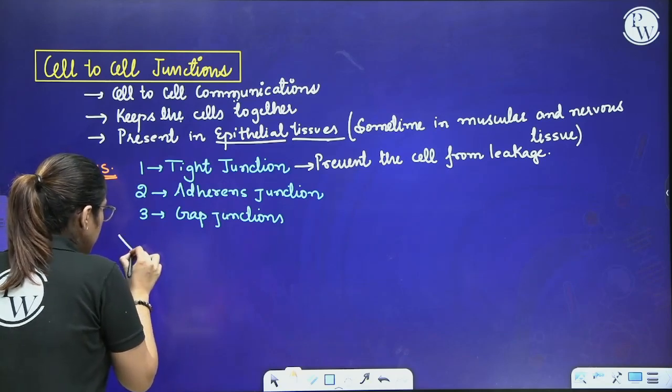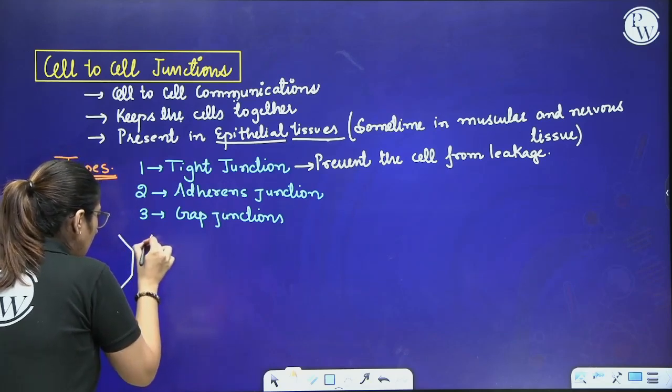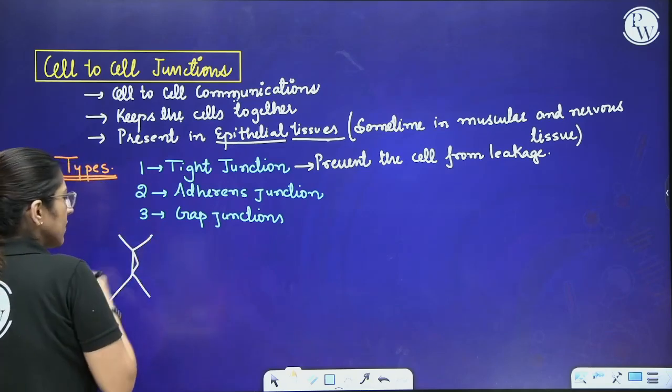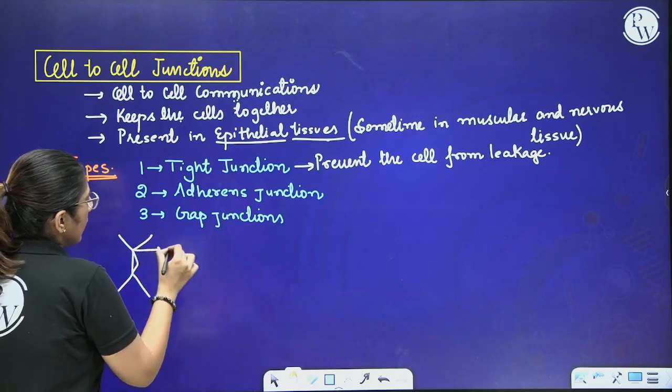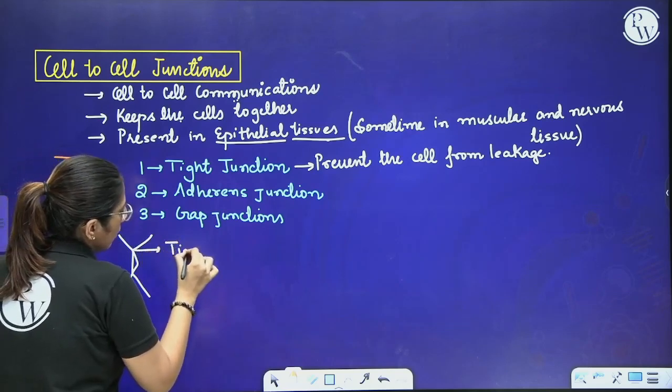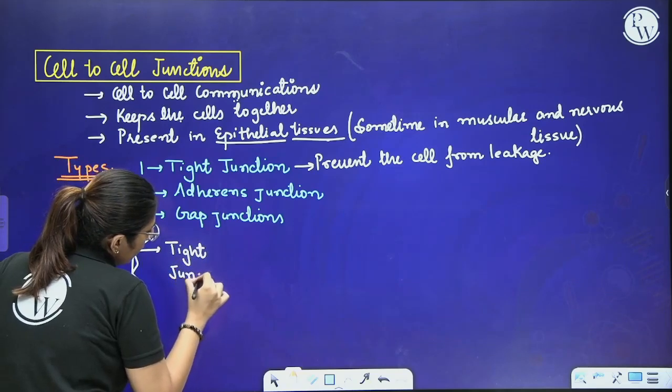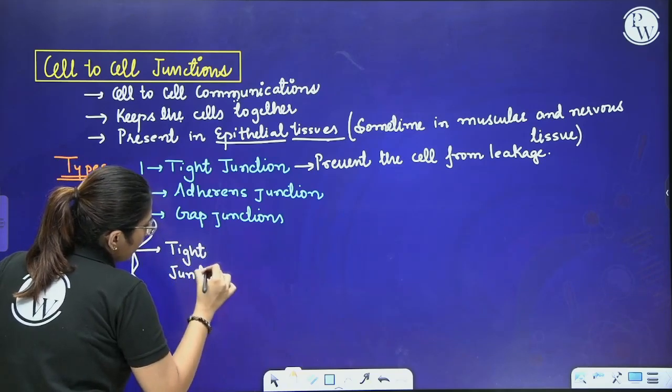For example, this is one cell and like this, another cell is present. This is termed as the tight junction. What is this? This is a tight junction.